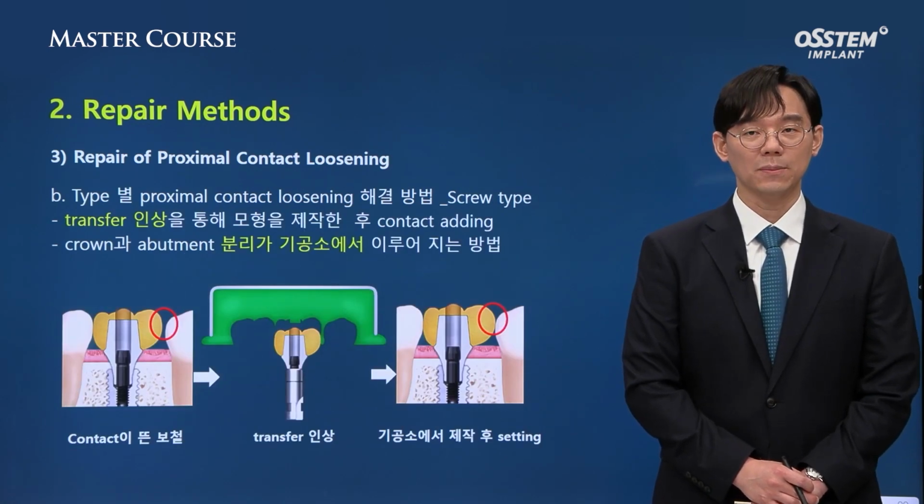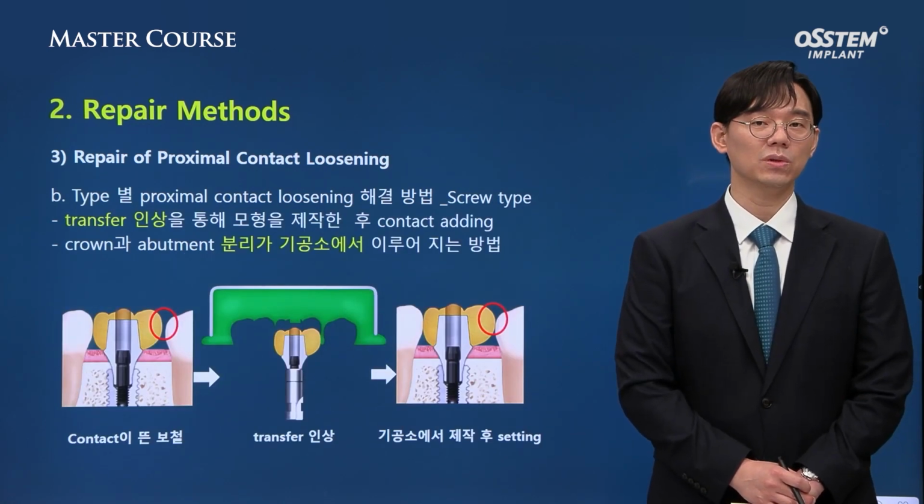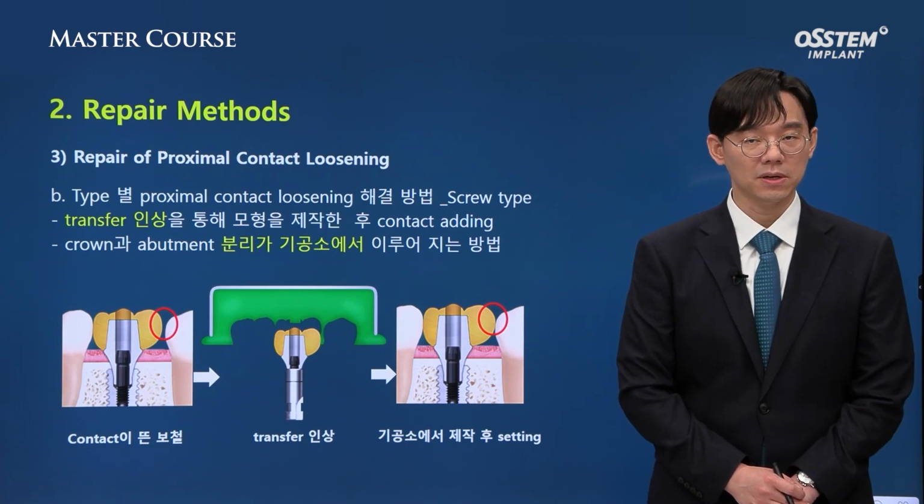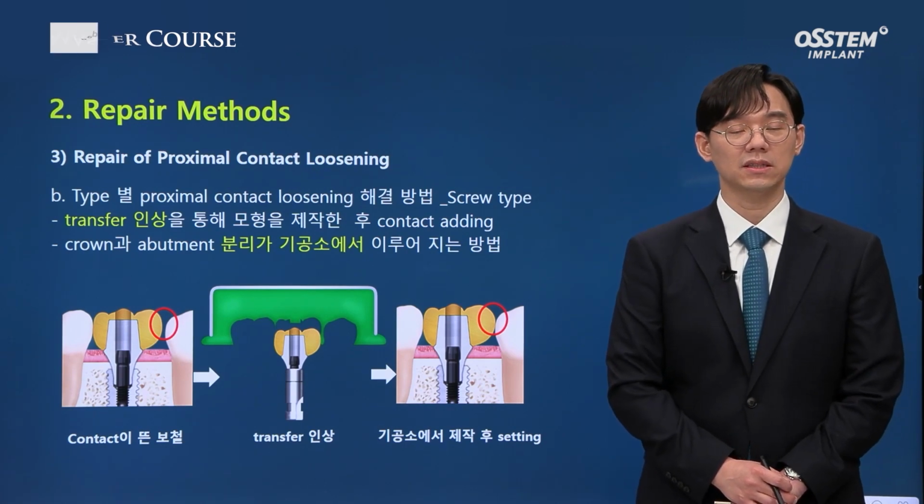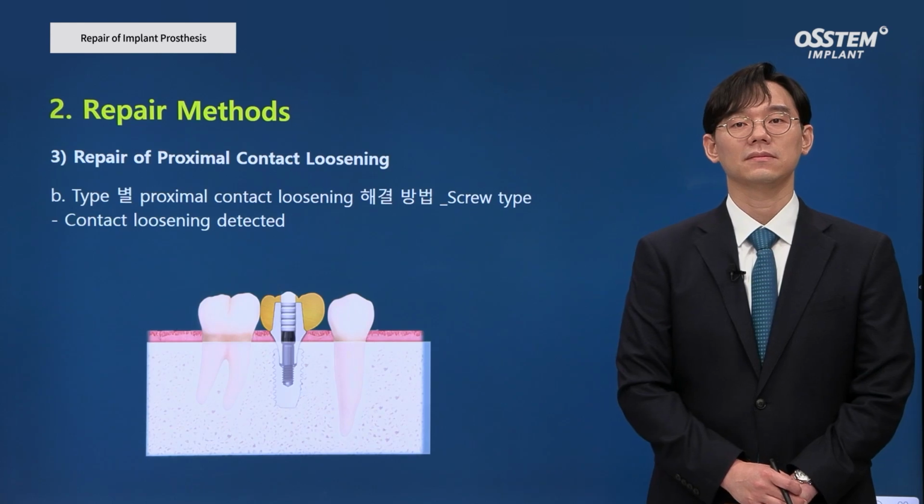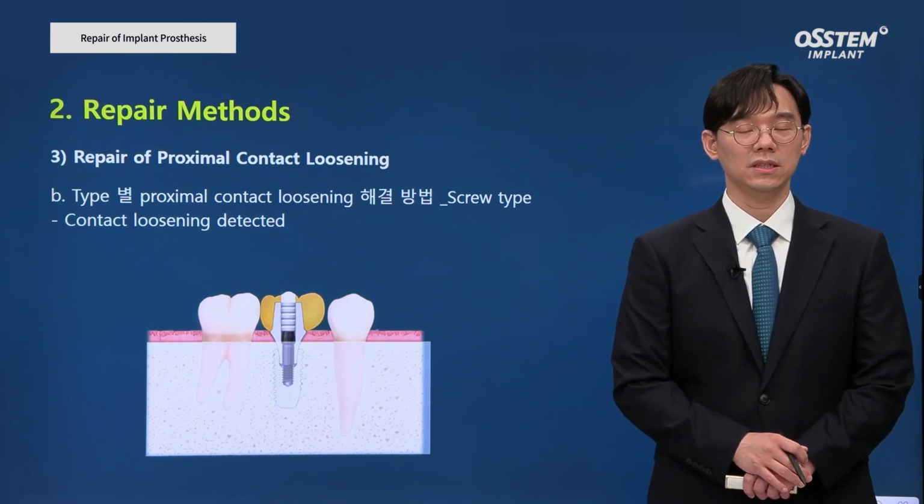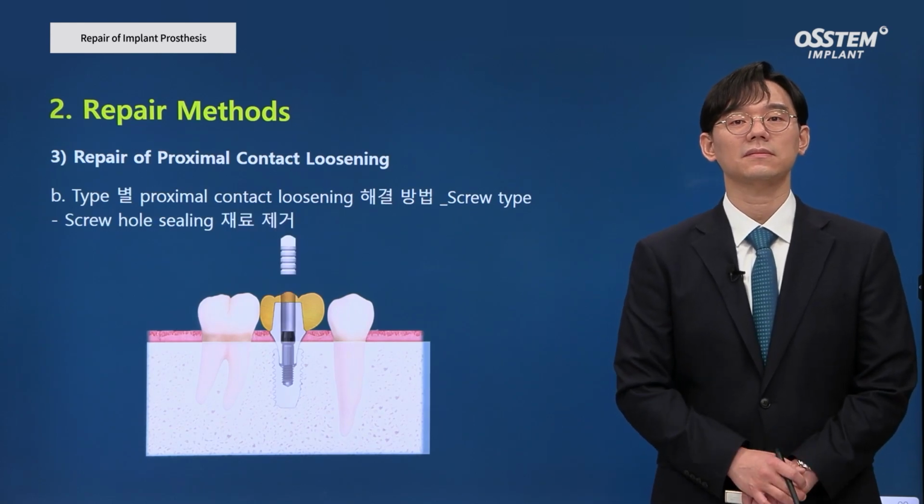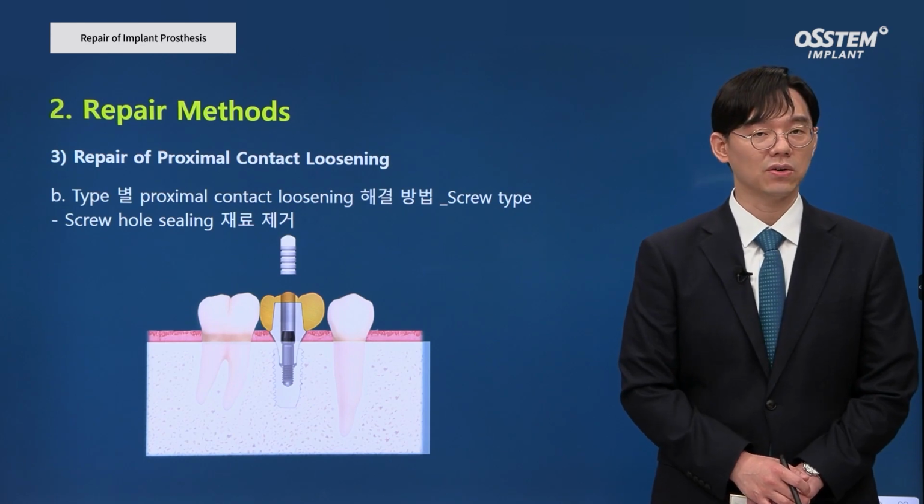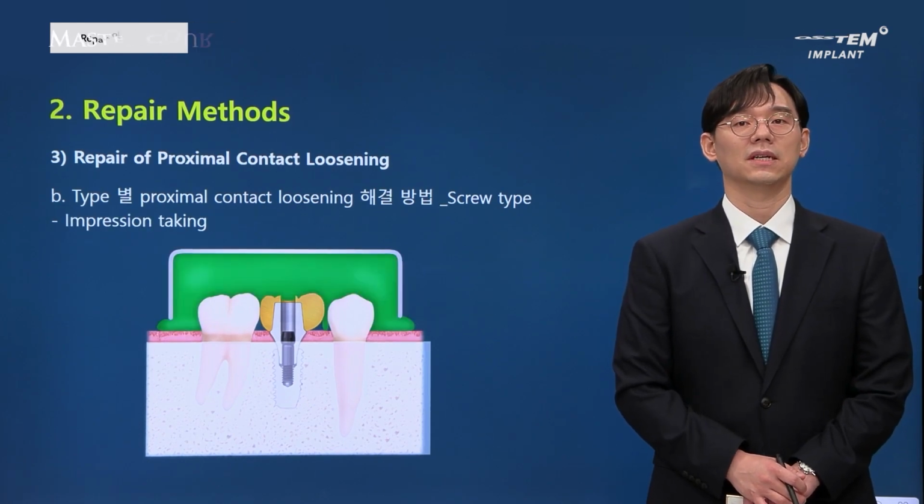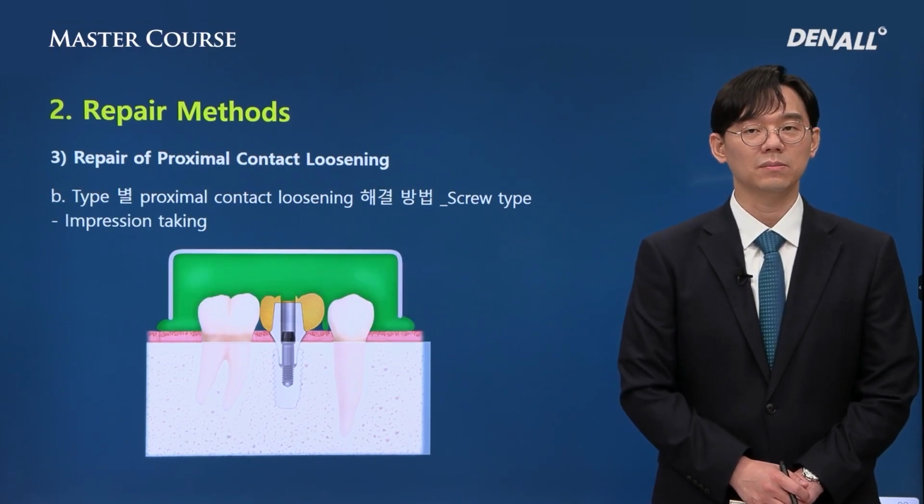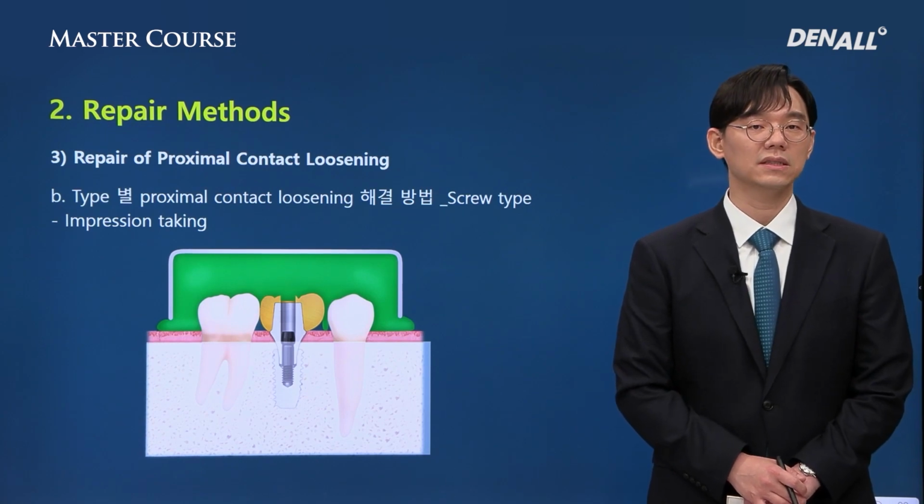In the case of a screw-type prosthesis, retrievability is good, so you can use it like a transfer impression coping to take an impression. You can check contact loosening in this way. Within the screw hole, the filling is removed. Like a transfer coping impression, with the prosthesis in place, the impression is taken.